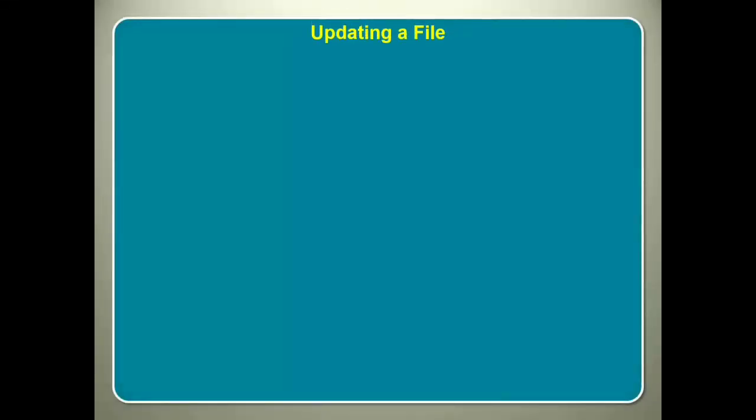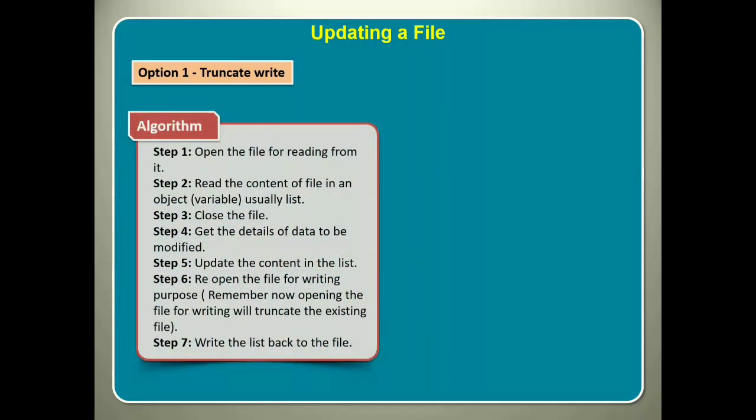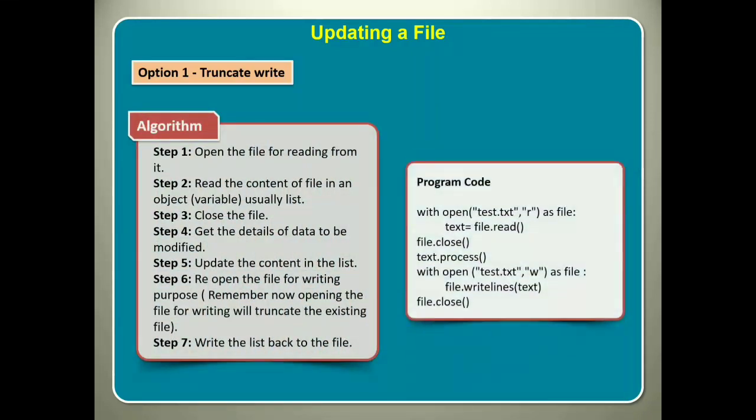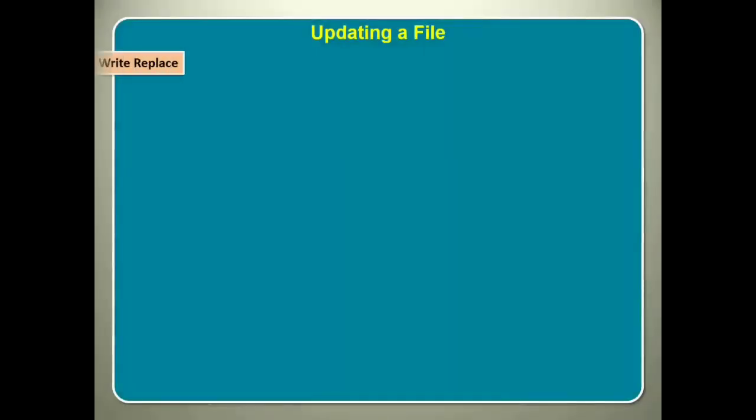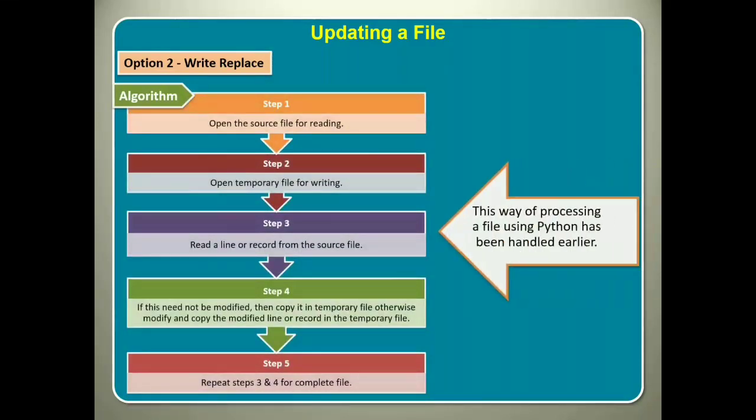Now, let us see how to update a file. You can update the file in many ways. A few of them are: Option 1. Truncate write. The algorithm for truncate write is as follows. Program code for this will be similar to the following. Option 2. Write replace. Here is the algorithm. This way of processing a file using Python has been handled earlier.